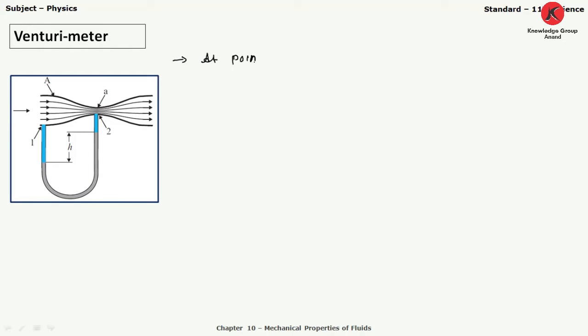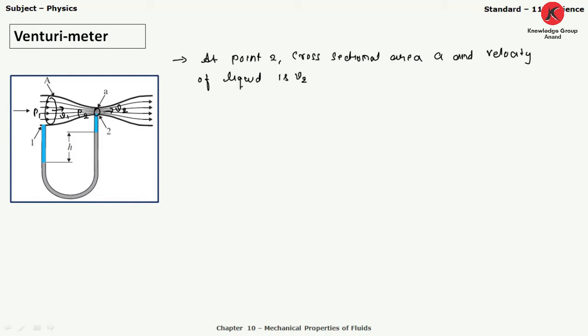Similarly, at point 2, here it is, at point 2, the cross-sectional area is small a and velocity of liquid is V2. So this is our area A, pressure P1, velocity V1.